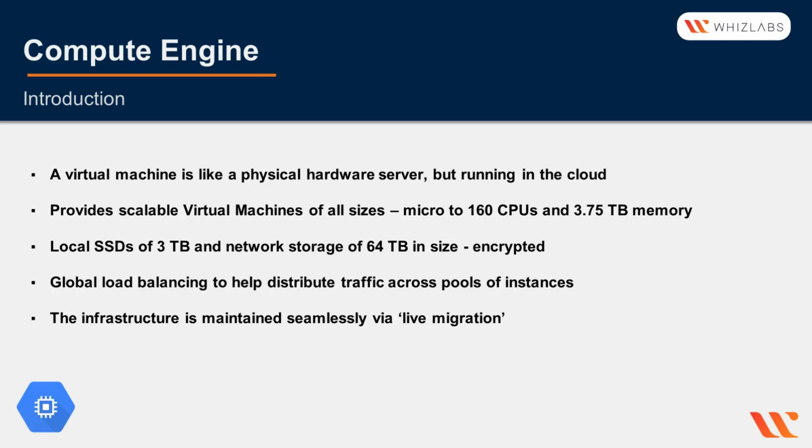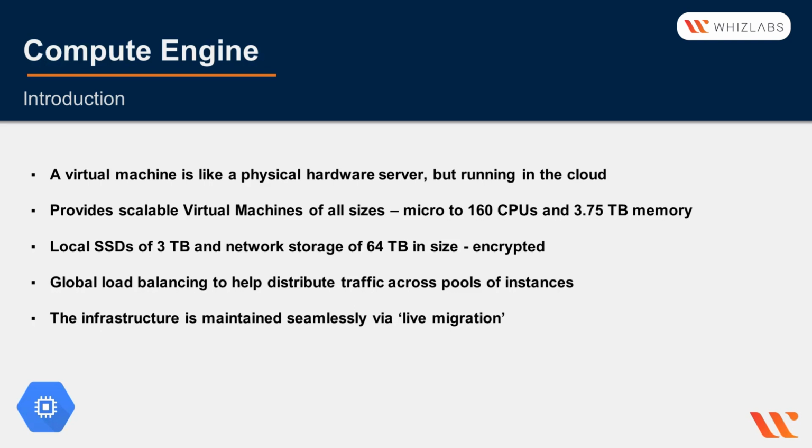A single VM instance can now have up to 160 CPUs and 3.75 gigabytes of RAM. This is as of June 2019. When it comes to storage, you can have local SSDs. These are local solid-state drives, block storage, and they can be up to 3 terabytes.